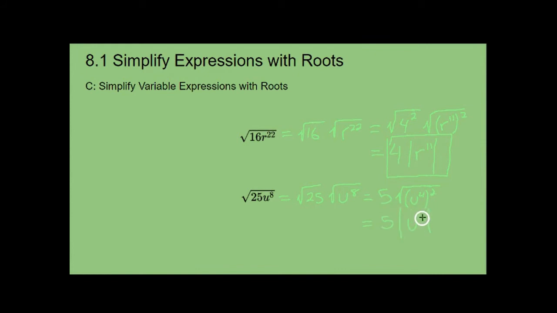But because this is even, it's going to get rid of any negatives that are in there, so I can rewrite this as 5 u to the 4th. I don't need those absolute value bars anymore.